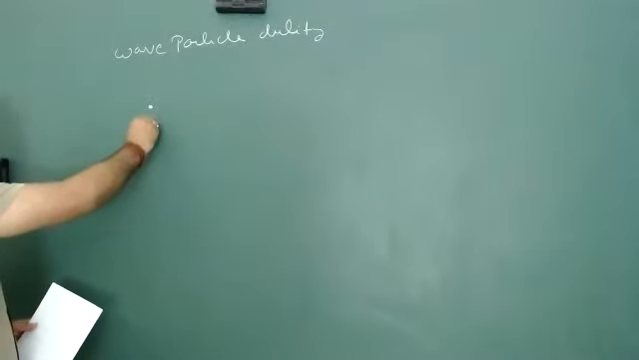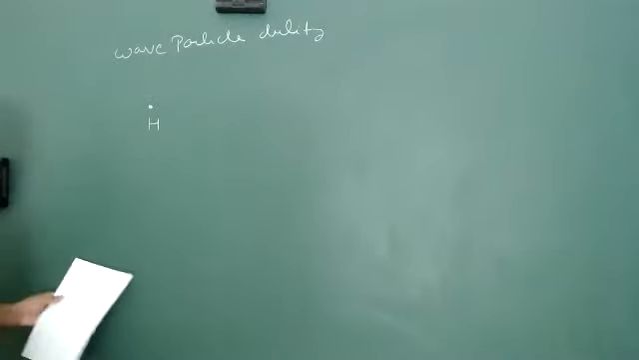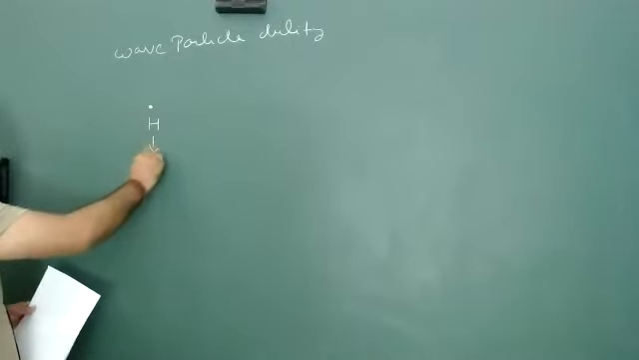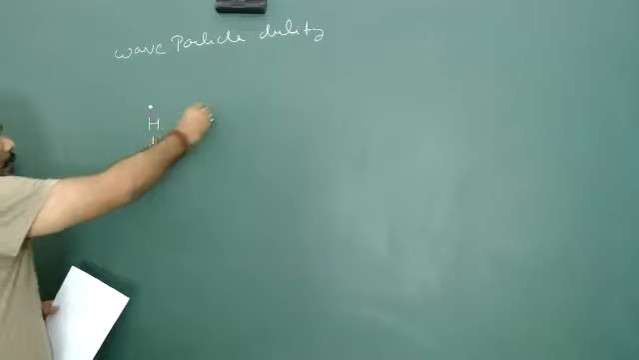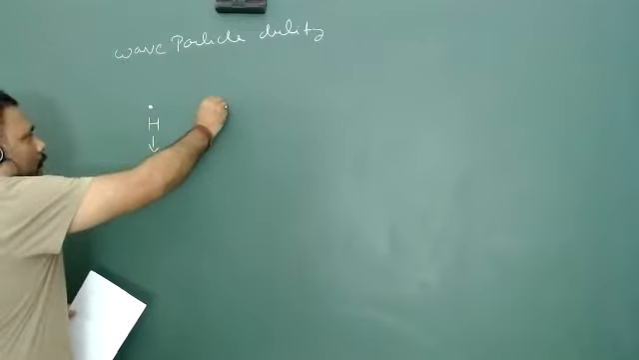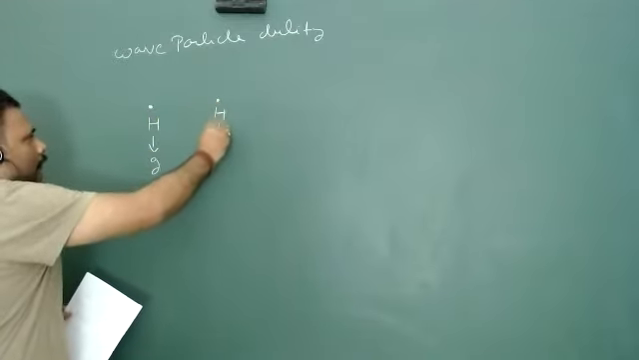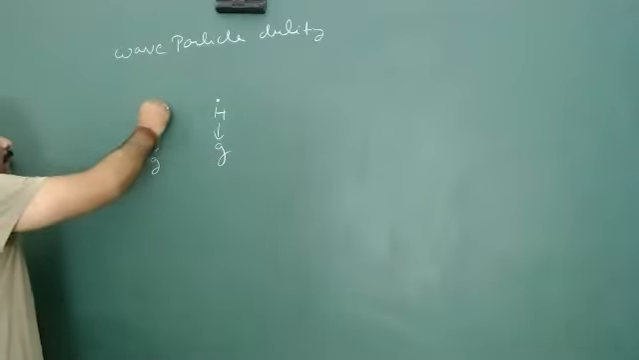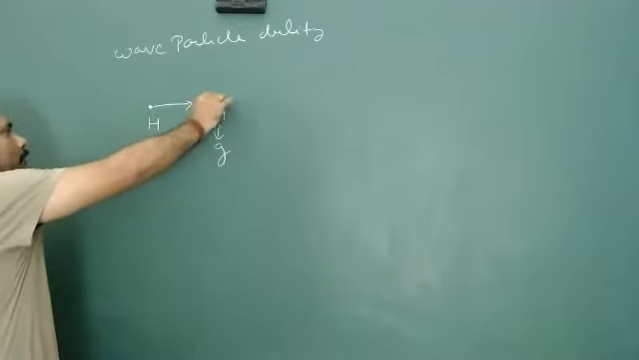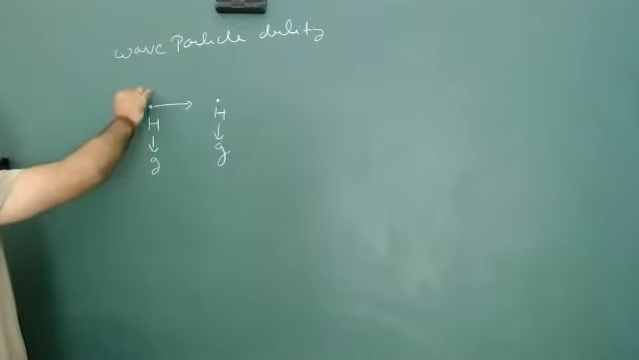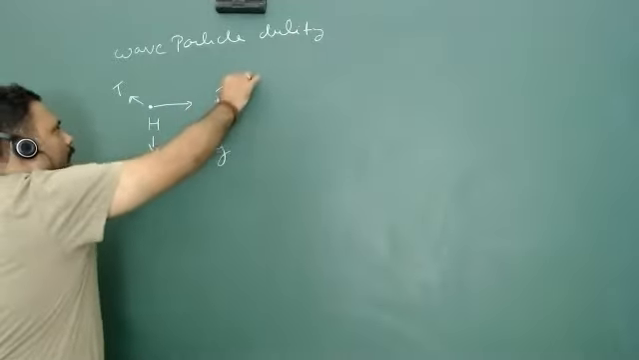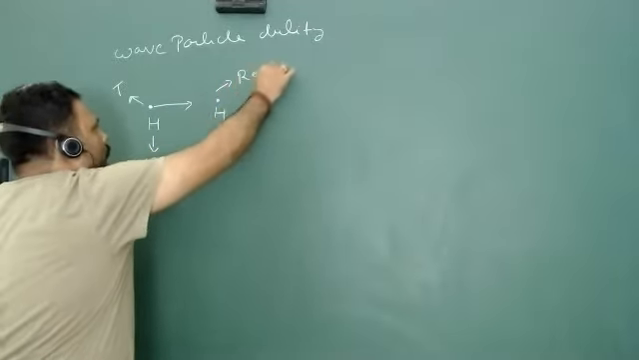So there is a hydrogen atom, and this hydrogen atom is in the ground state. There is another hydrogen atom which is also in the ground state. What will happen? It will collide with this hydrogen atom. So it has some kinetic energy, and the other one is at rest.